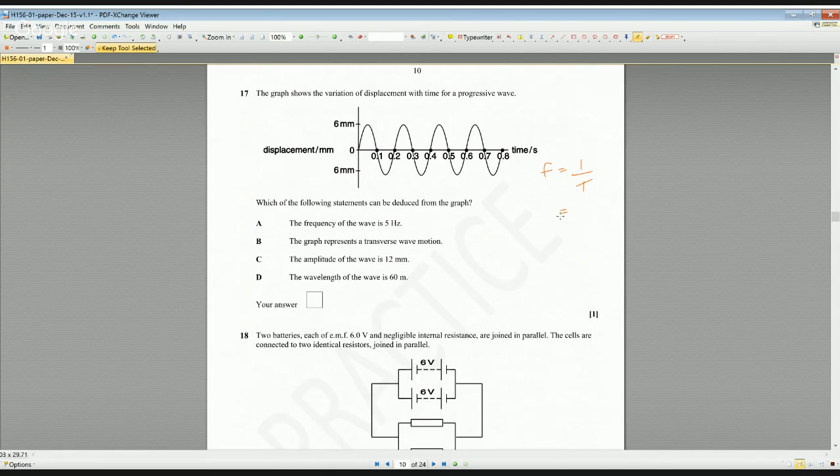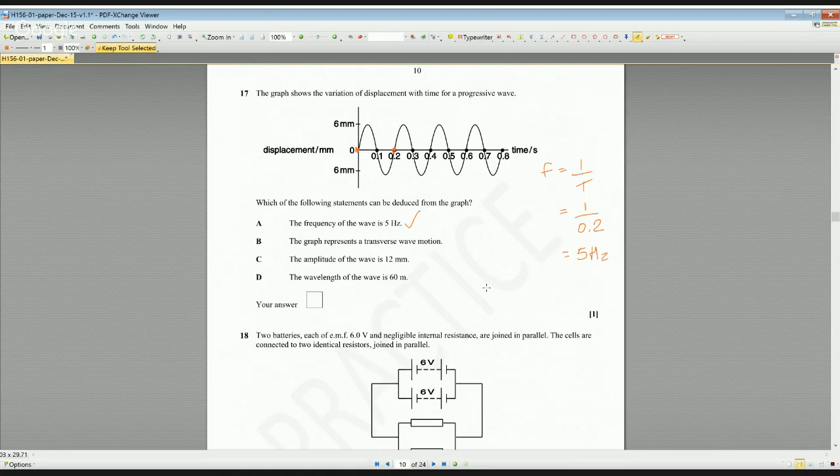And we know that time period here is 0.2 seconds because we're measuring from here to here. That is one full oscillation of the wave, and that is taking 0.2 seconds, which gives us a frequency of 5 hertz, so we can say that actually the answer is A. That's the correct one. But let's just have a look at the other ones.